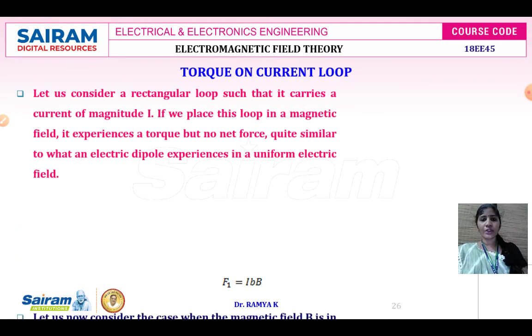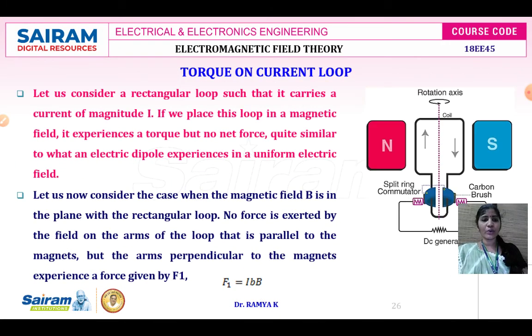Torque on a current loop. You can see the current loop over here. You have a magnet. A magnet will not have only one pole; you will be getting the magnet as a pair, so one will have a north pole and the other a south pole. In between them, you will have a magnetic field intensity. In this magnetic field, we are going to place a current carrying conductor.